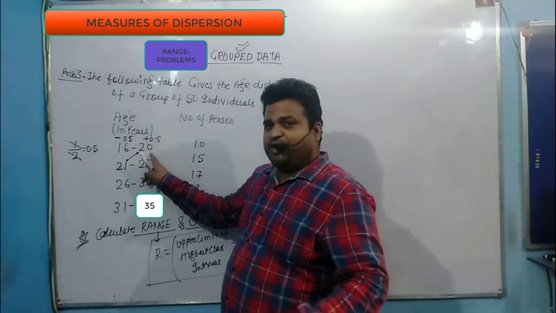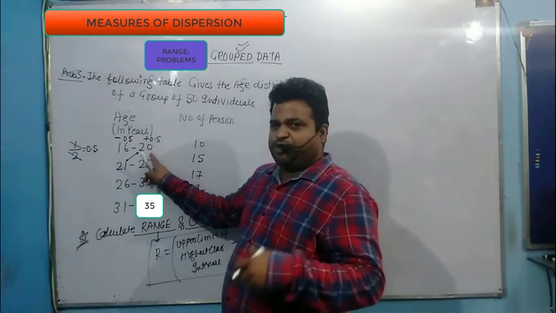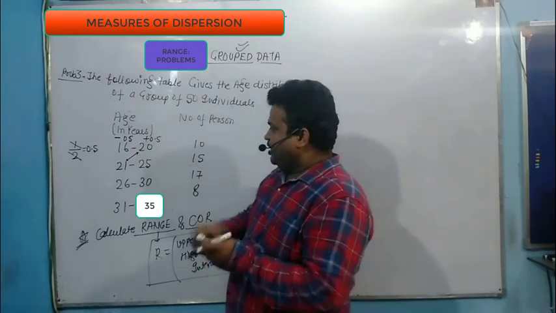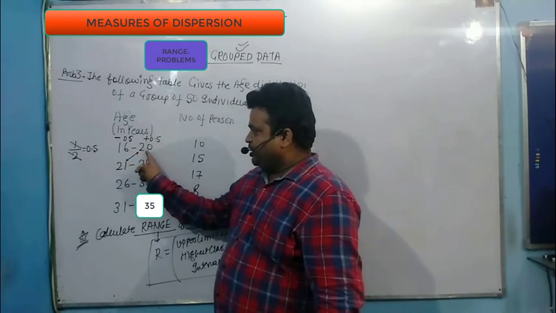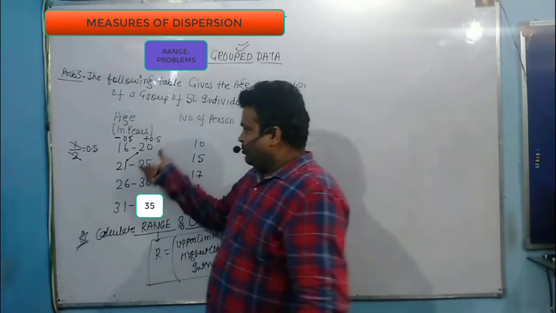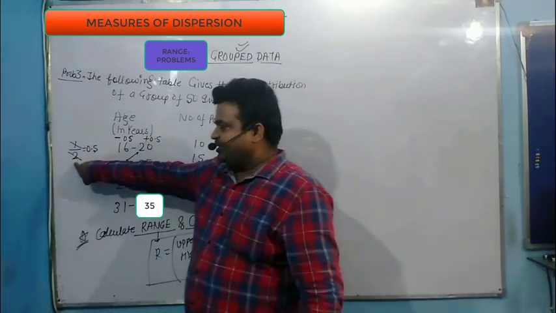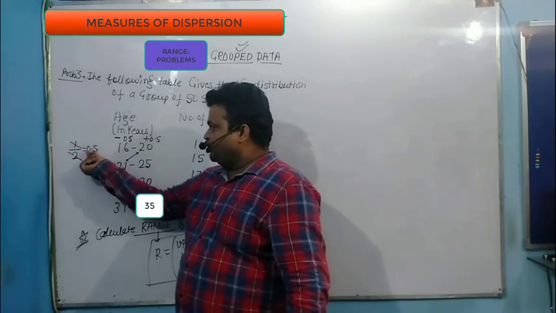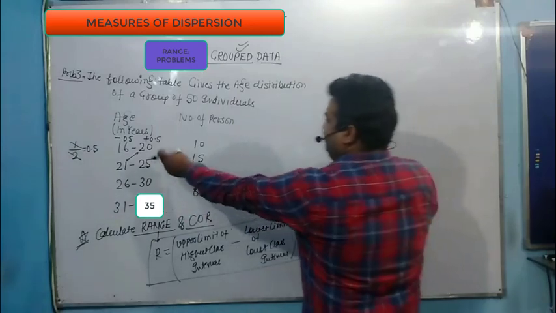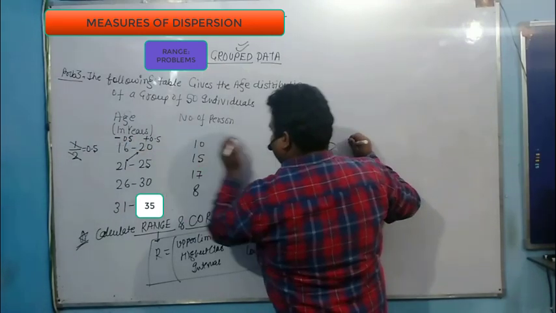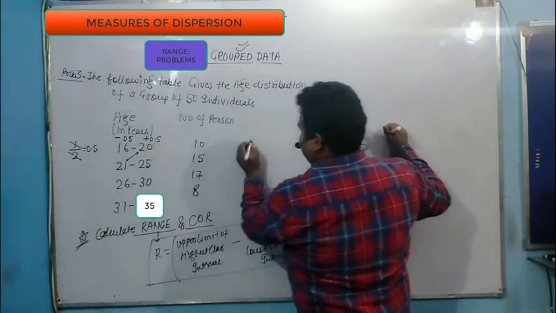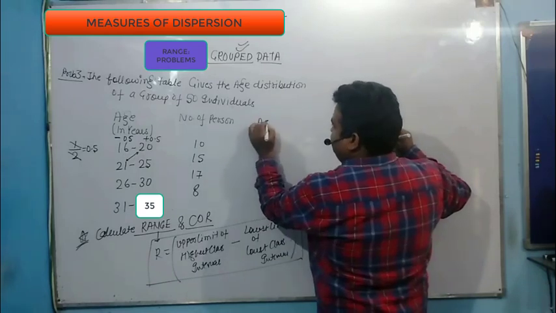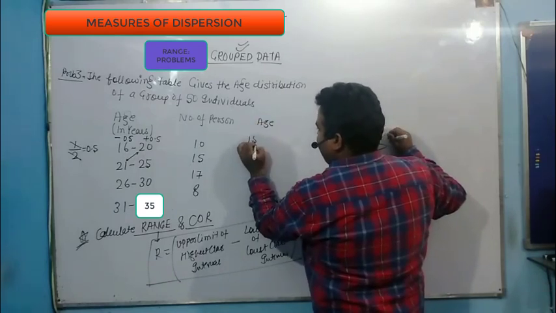This is how you convert discontinuous data into continuous form. Again I repeat, you first take the difference of these two. This value is 1 for the 2 class interval, divide this by 2. So this value is what? 0.5. Now if I am adding 0.5 in this, and subtracting 0.5 in this, you will get the new age distribution.